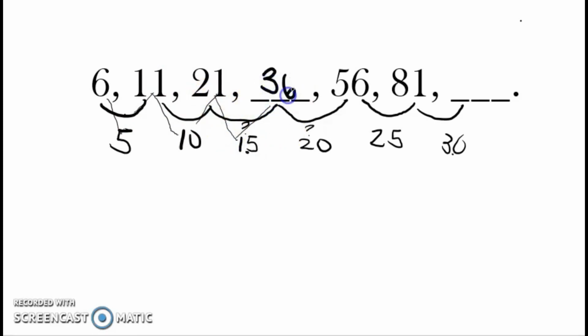Okay. 36. So 36, tingnan natin kung tama. Plus 20 is... Okay, that's correct. 56. And 56 plus 25 is 81, di ba? 81. So, 81 plus 30 is, okay, 111. Okay. So, that's 111.